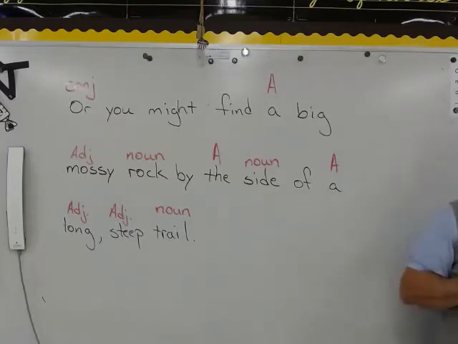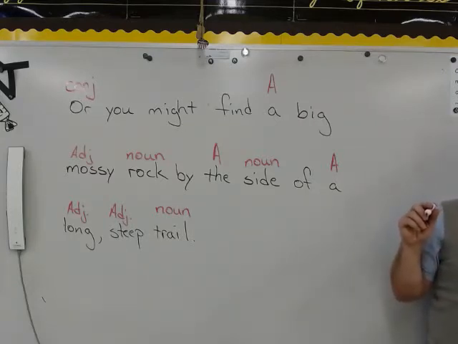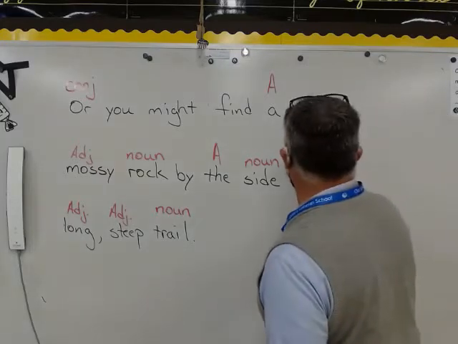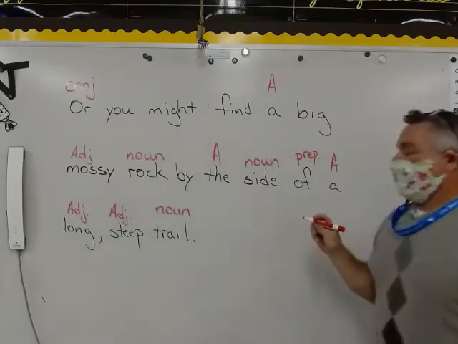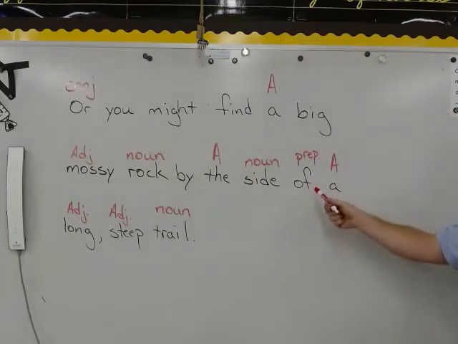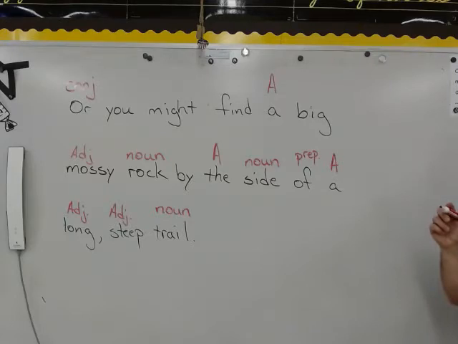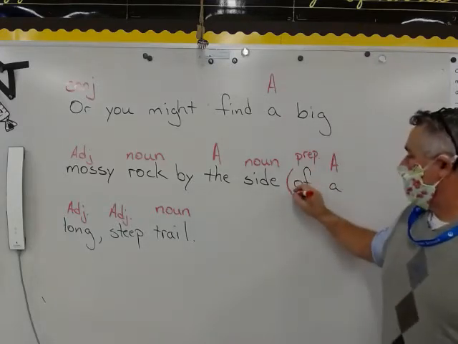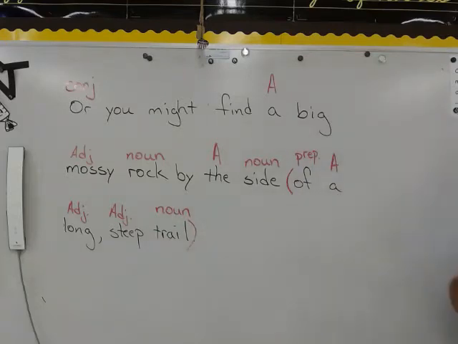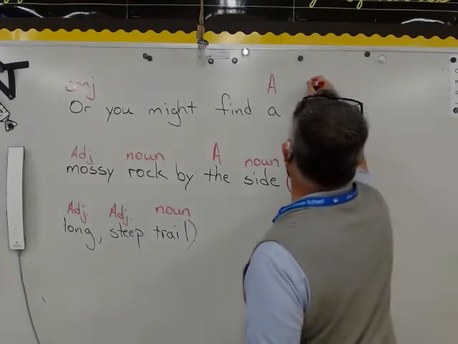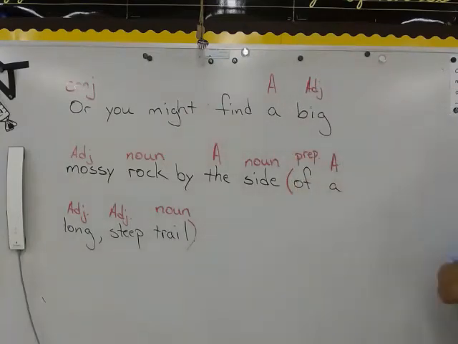All right. Declan, you got one? Isn't of a preposition? It is. Of is a preposition. And actually, I knew that of was a preposition, and I knew that prepositions are part of prepositional phrases, and they always end with a noun, don't they? Of a long, steep trail is a prepositional phrase, isn't it? Okay? What else do we know? Fletcher. Big is an adjective. What's it describing? The rock. It's not just a mossy rock, it's a big rock. Also an adjective.